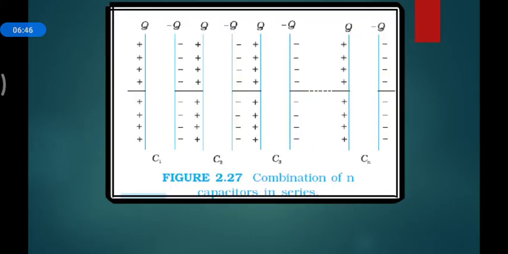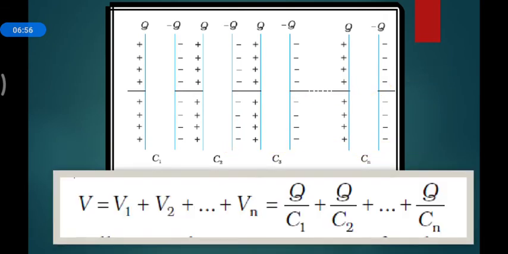This is one capacitor, this is the second capacitor, this is the third, and so on, however many capacitors you are joining. Then V equals V1 plus V2 plus up to Vn, as we did with V1 plus V2 only. So you have the summation over V1, V2, V3 up to Vn. Then the respective V1, V2, V3 and Vn we can write in terms of Q upon C1, Q upon C2 and so on, Q upon Cn.